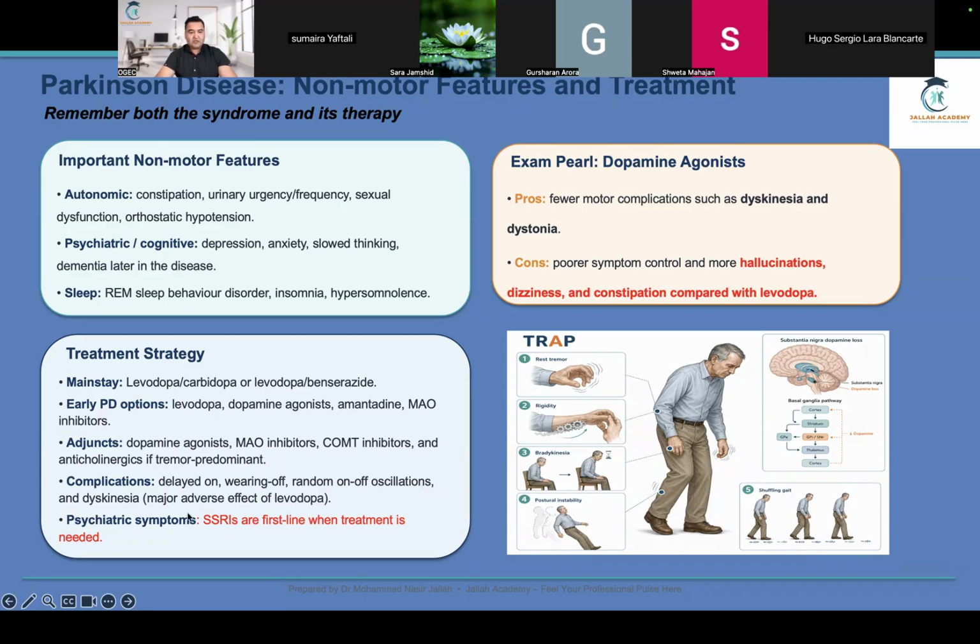Psychiatric symptoms: if the patient has depression with Parkinson's disease, the same thing. Like for Alzheimer's with depression, we were using the SSRI. For Parkinson's disease with depression, we are using the SSRI.